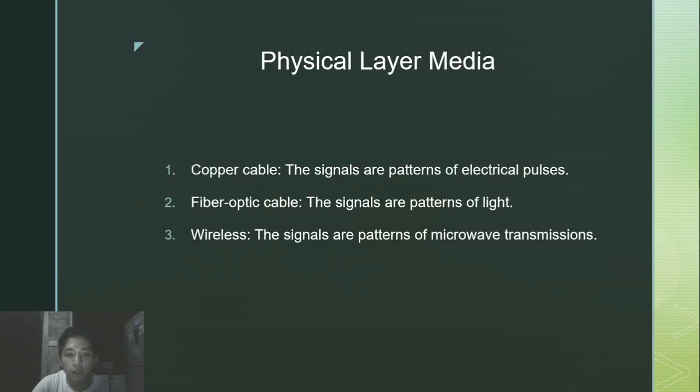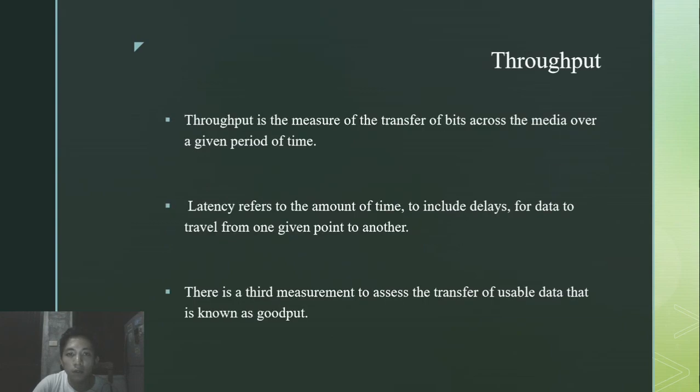Physical layer media: there are three parts of this, the copper cable, the fiber optic cable, and the wireless. The copper cable uses signals or patterns of electrical pulses. The fiber optic cable uses signals or patterns of light. Then wireless, the signals are patterns of microwave transmission.